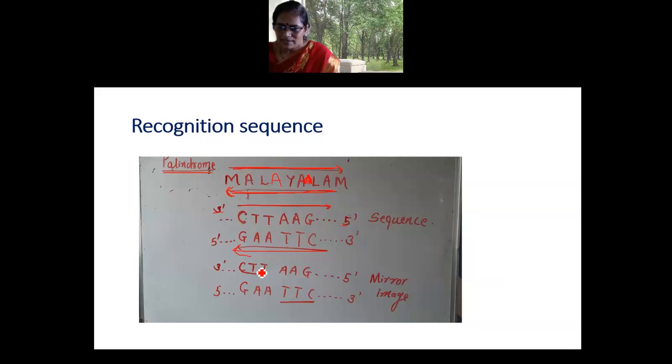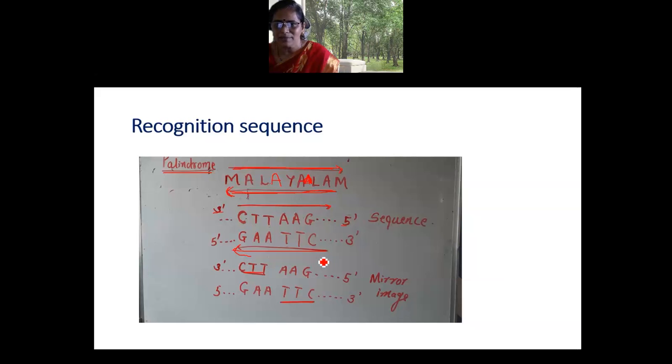As well as here, look here, it is a mirror image. CTT is the mirror image of that CTT. This is the half of the first strand, which is the mirror image of that half of the second strand. So it is a mirror image. So there are three different characters to recognize that palindrome or to recognize that sequence. It is like a palindrome.